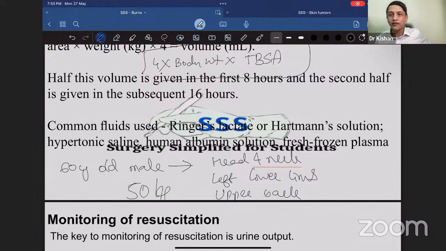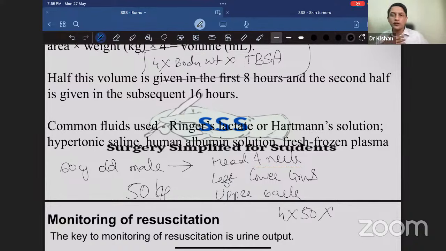A 60-year-old male weighing 50 kg. Now calculate. $3,200. Even I have to calculate now. So first you have to know the body surface area. 4 into weight, which I have given already, 50, into body surface area. What is the body surface area involved?